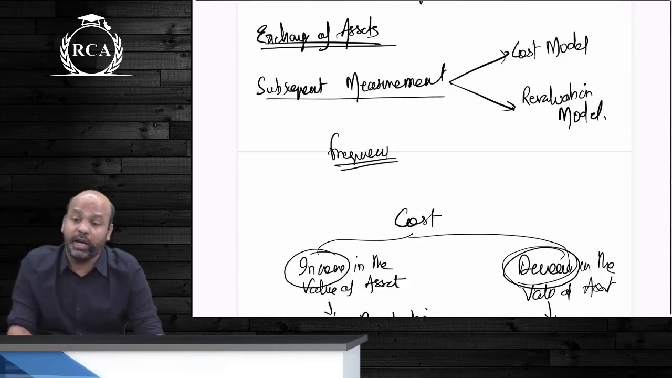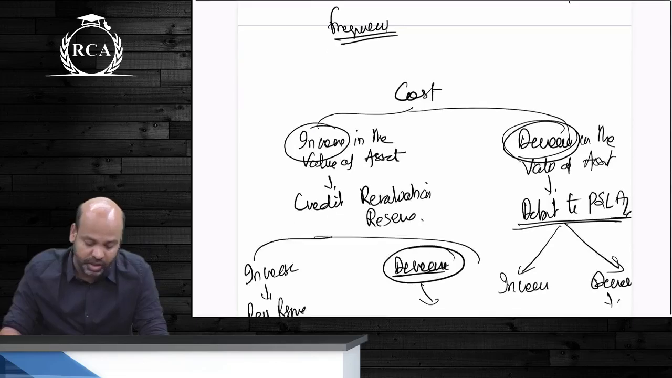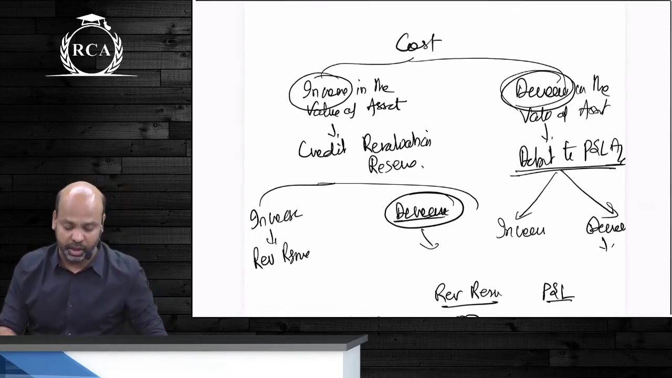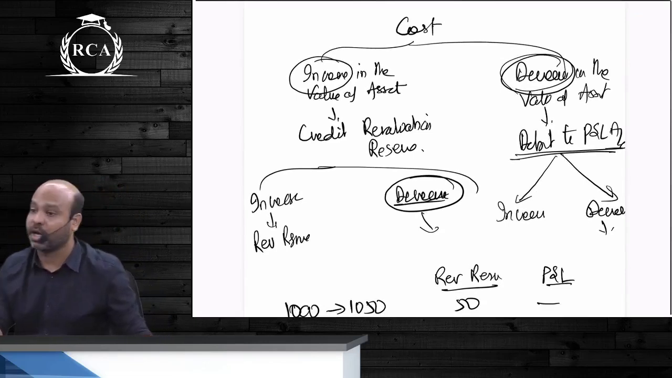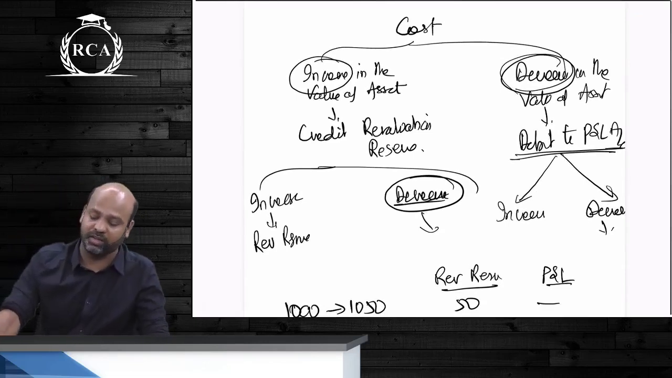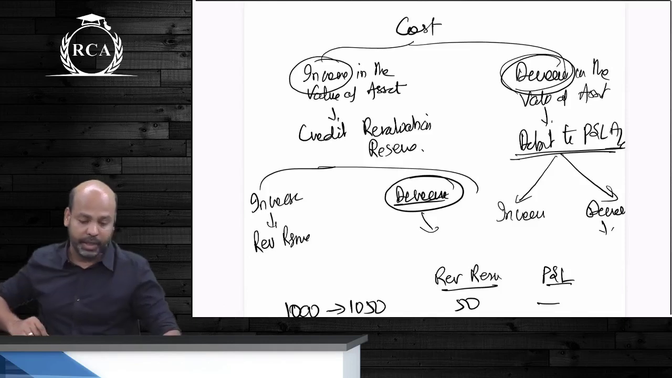Now, when we are revaluing an asset, you will have to see whether there's an increase or decrease in the value of the asset. If there is an increase in the value of the asset, you will have to transfer it to revaluation reserve. If there's a decrease in the value of an asset, you will debit it to P&L account.